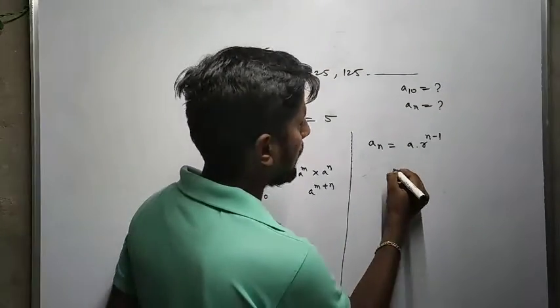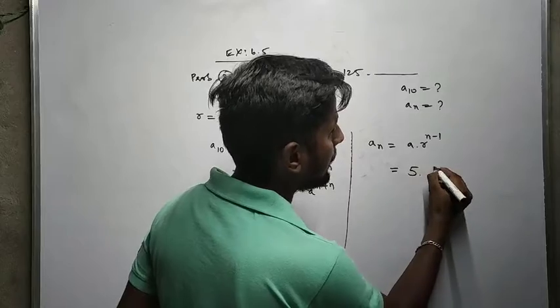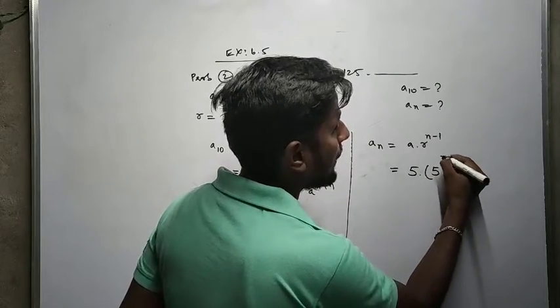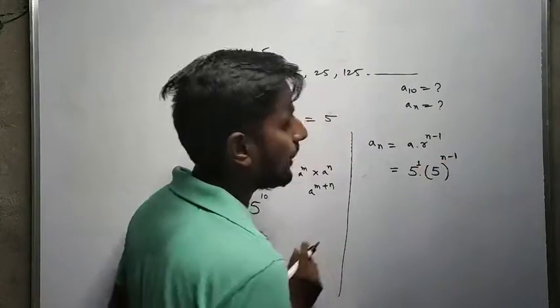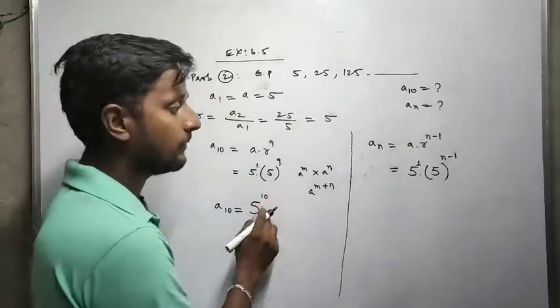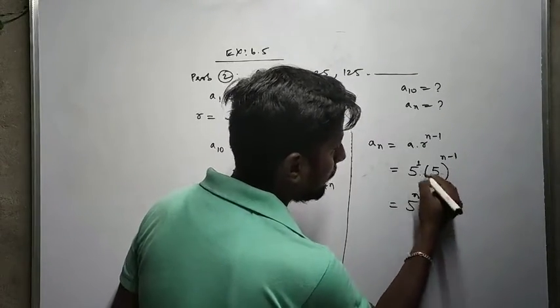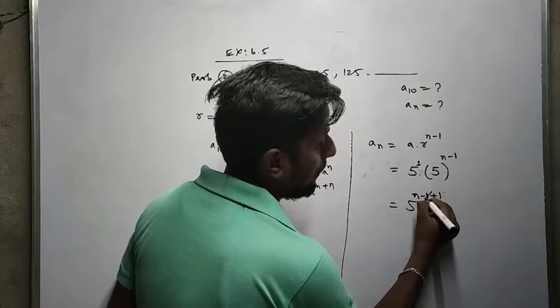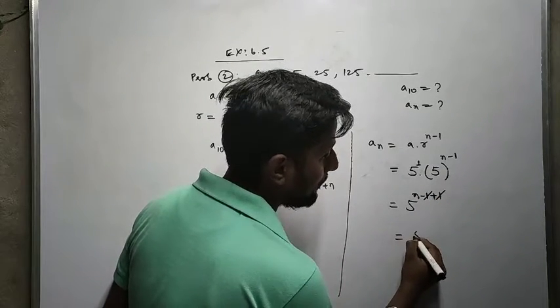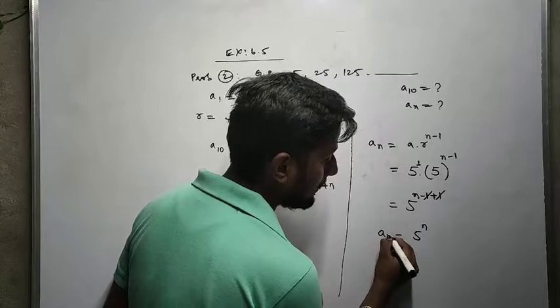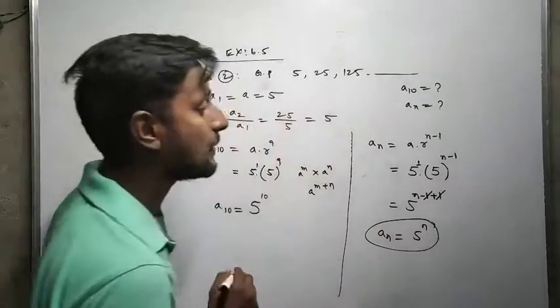Next, coming back here, the same: 5 into 5 power n minus 1. Here the invisible power of the first 5 is 1. So we write 5, with n minus 1 already there, and we add one more, plus 1. Minus 1 plus 1 get cancelled. Simply we write 5 power n, that is the nth term. That's problem number 2.